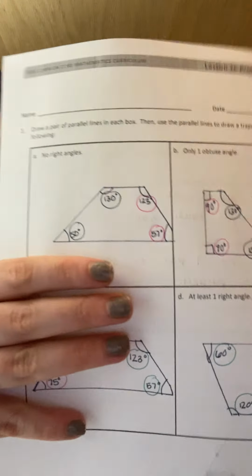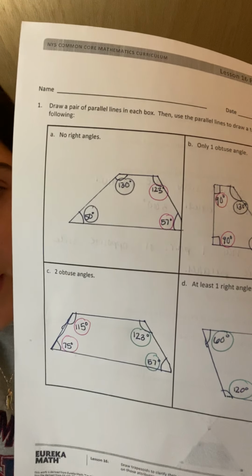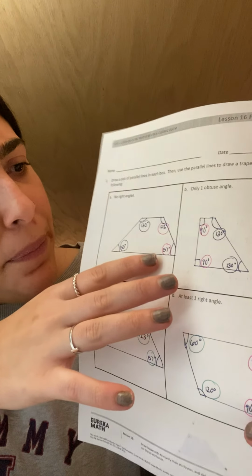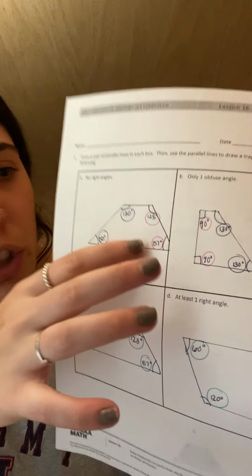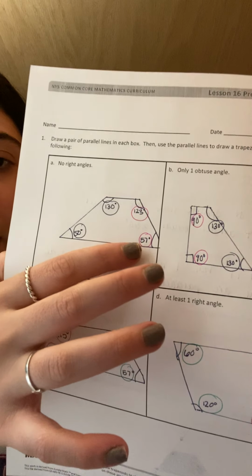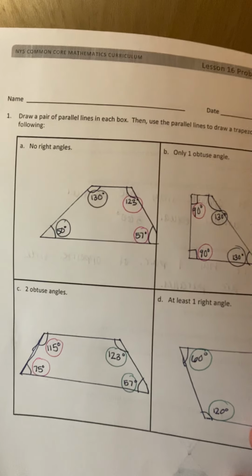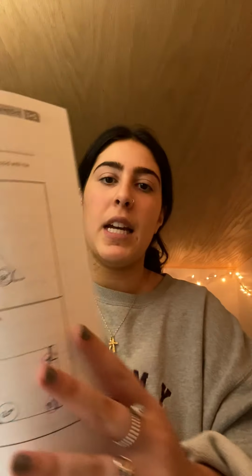But what this is, we have no right angles. So right angles, we know they are 90 degrees. So I'm not going to have any angles in here that are 90 degrees. So what I did is I have my 130 degrees, and then down here I have 50. Sorry, that's kind of hard to see. And then right here I have 123, and then right here I have 57. So I use the different colors to circle them just to show the differences, like the opposites.